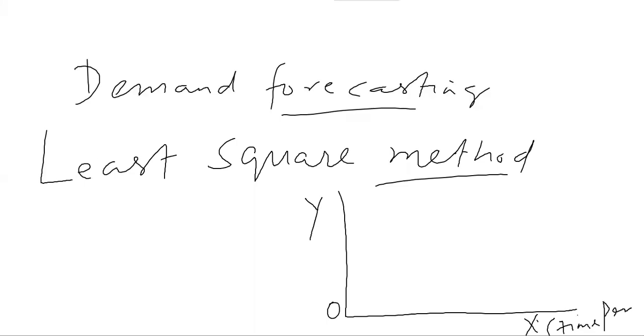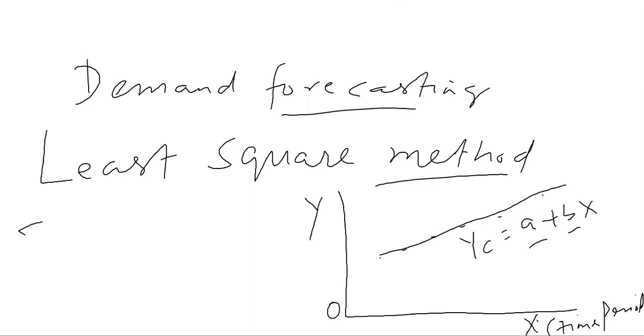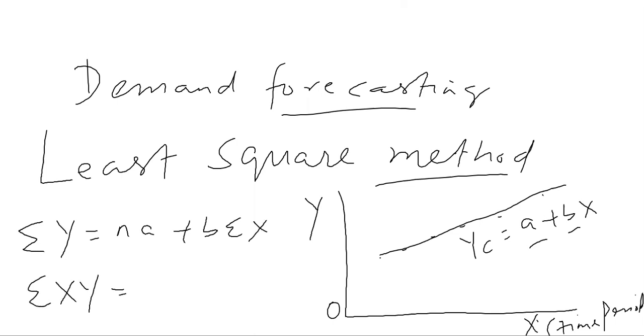Okay, taken in years, can be less than years also, and we are fitting a line to the given data, which is my estimated trend line, and we don't know the slope and intercept of the line. This is what we are finding from the given data. So from that we derive two equations. One is summation y equal to na plus b summation x, and the second equation is summation xy equal to a summation x plus b summation x square.